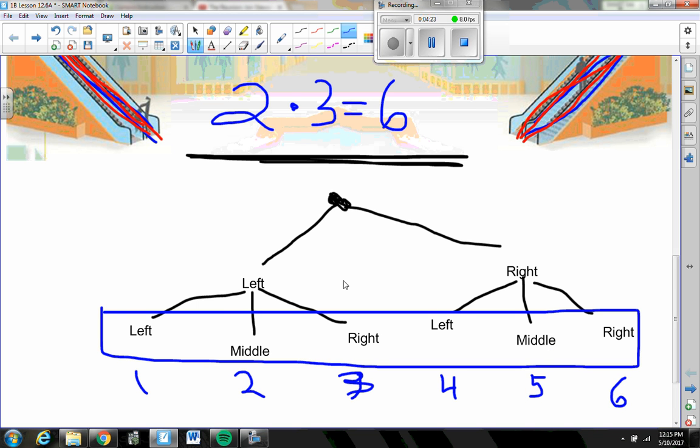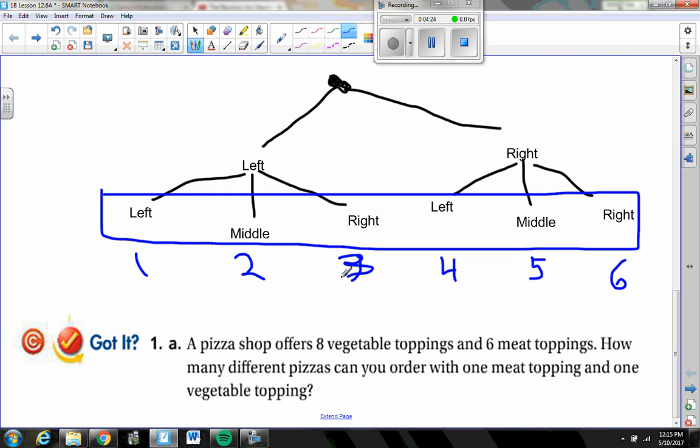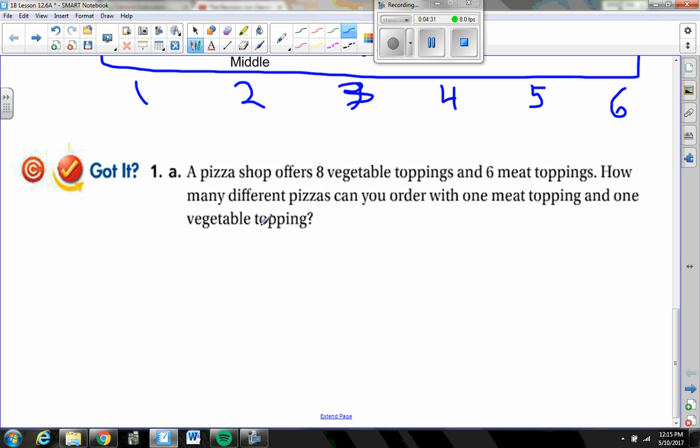So here's one for you guys to try, which is not going to be very good to do with a tree diagram because there are too many options, but should be pretty easy to figure out. A pizza shop offers 8 vegetable toppings and 6 meat toppings. They want to know how many different 2-topping pizzas you can create with 1 meat topping and 1 vegetable topping. So real quick, calculate that out for me. Tell me how many different pizza options there are. Then when you have that, come on back and I'll show you what you should have.